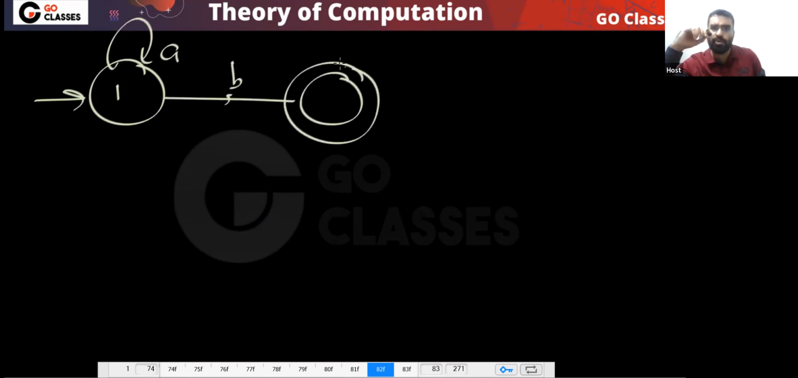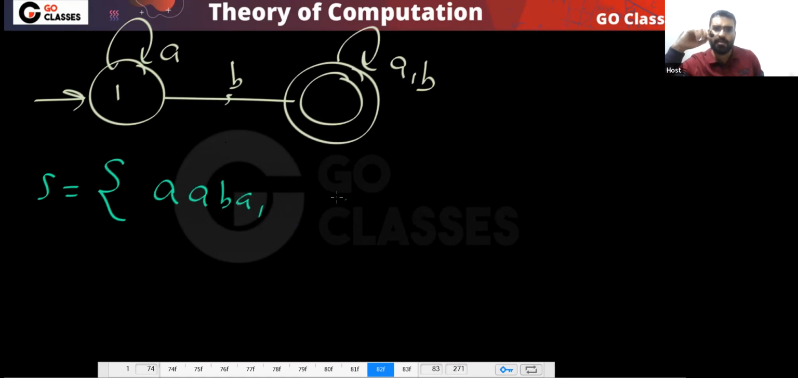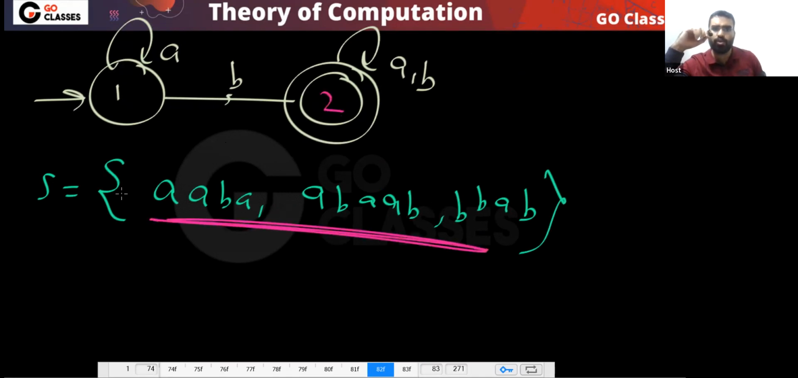For example, maybe this is your DFA, and I give you some random strings: A, B, A, B, A, B, B. Now you can guarantee that at least 2 of them will go to the same state. Yes or no? You can guarantee it, because there are 2 states and there are 3 strings. So at least 2 of them will go to the same state.